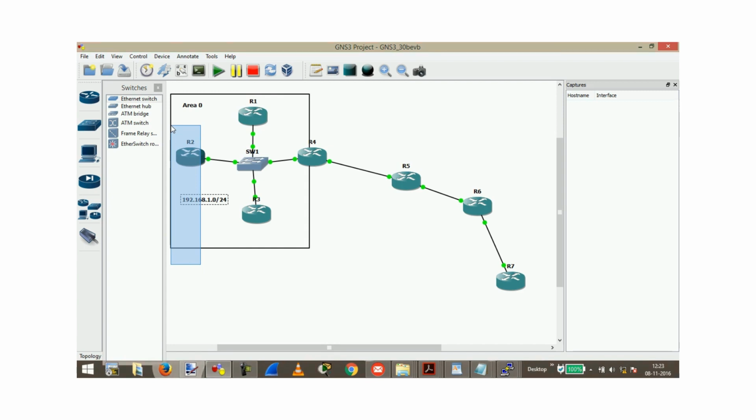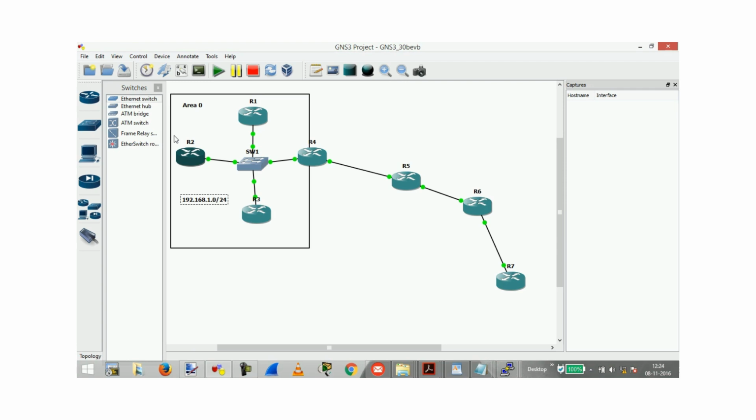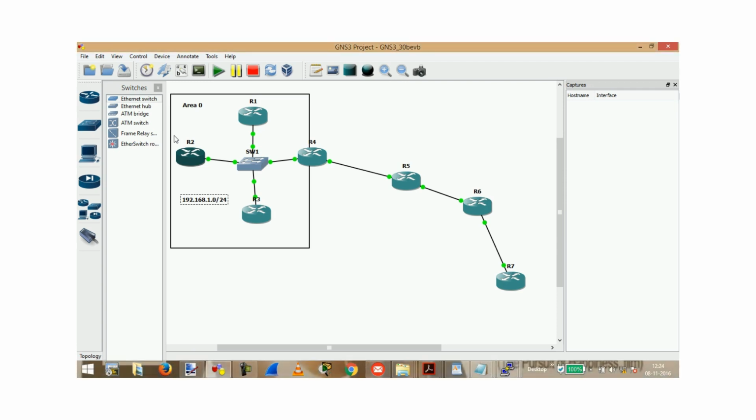Well, actually the neighborship conditions are what? The area must match. We have discussed neighborship conditions if you remember. The subnet mask must match, the area must match, the router ID must be unique. It must not be the same, because router ID is the identity of a router within the OSPF domain. And then the hello and dead intervals must match. If authentication is enabled, then authentication also must match. Authentication type also must match.